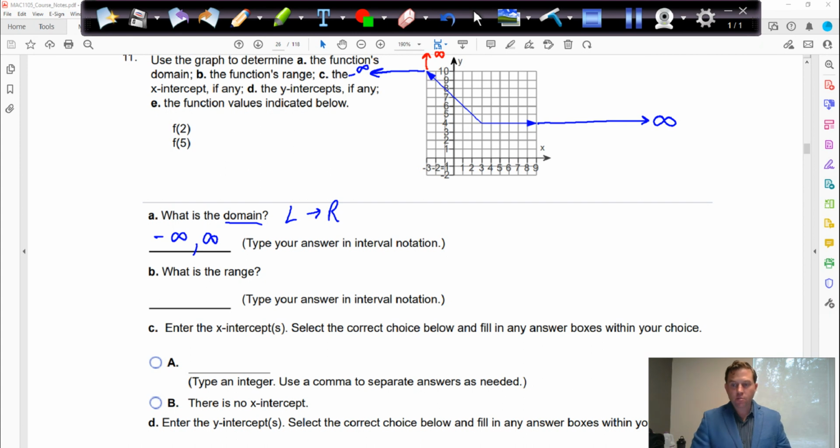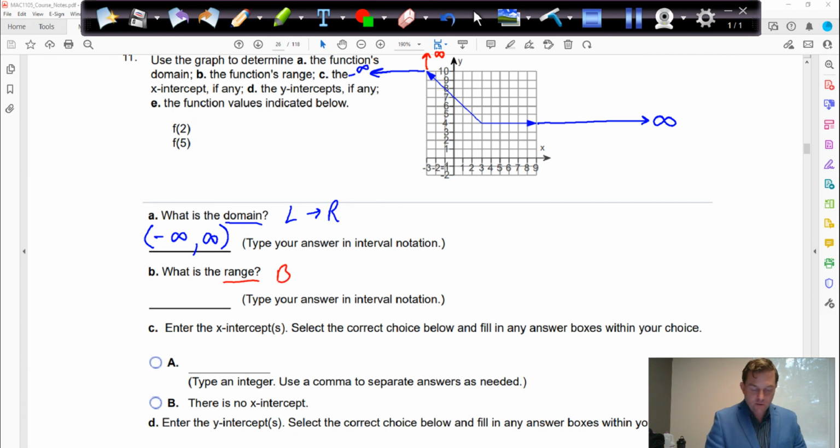Now, I had mentioned in an earlier class to consider brackets or parentheses. For infinities, you always use parentheses because we can never contain it. So the bracket means, hey, your number could equal this value. But your x can never equal an infinity because there's not an actual number that represents it. Okay, now for the range.